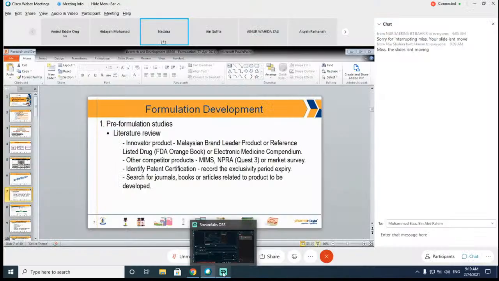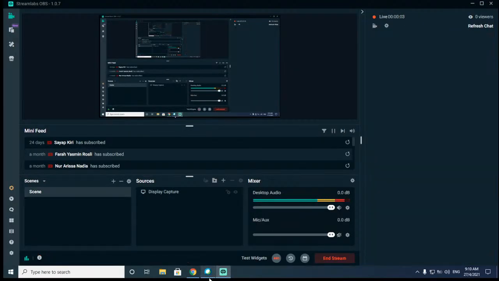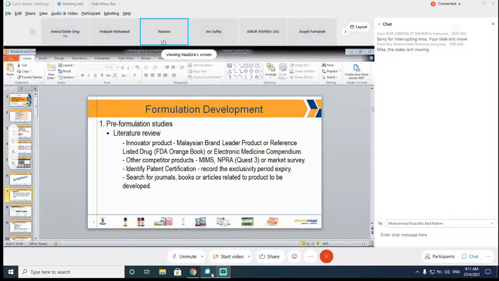Quest 3 and also the market survey. So we also need to identify the patented certification and record the exclusivity period expiry if available. We also have to search for journals, books or articles related to the product you want to develop. For example, characteristics of the active pharmaceutical ingredient, the excipient used, the manufacturing process, the challenges you can see.